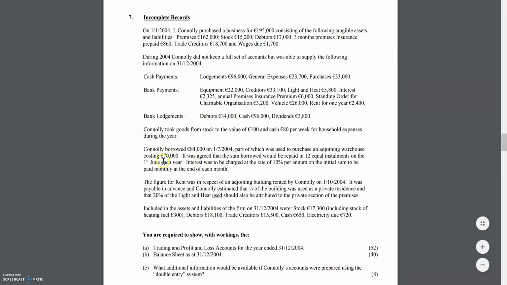So in the question it tells us that Connolly borrowed 84,000 on the 1st of the 7th, 2004, part of which was to purchase an adjoining warehouse costing 70,000. It was agreed that the sum borrowed would be repaid in 12 equal installments on the 1st of June each year. So that's the first part.